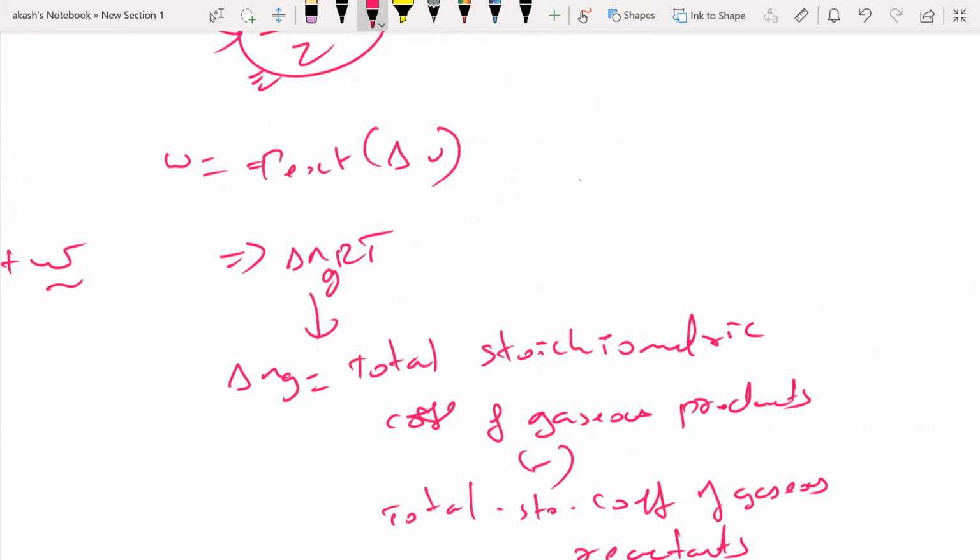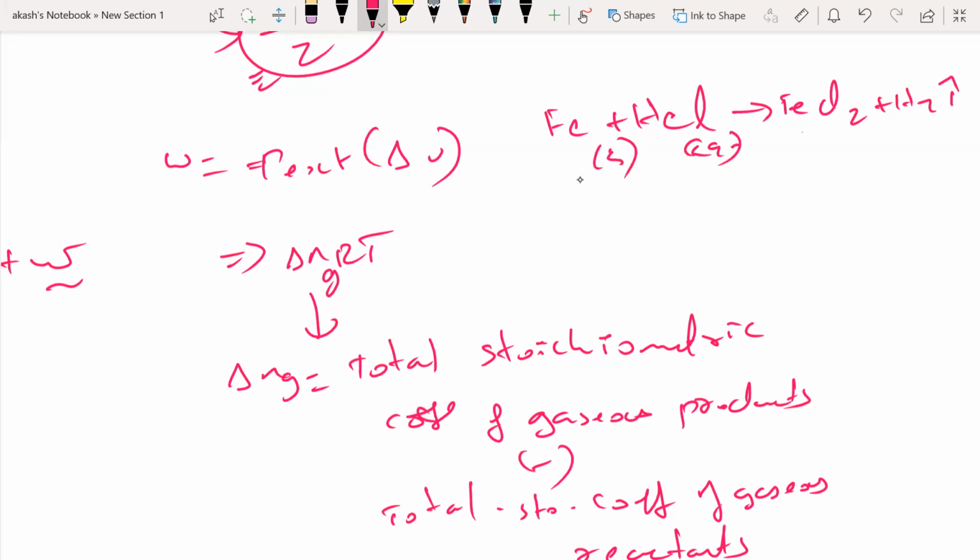For example, let me take Fe in the presence of HCl. Fe plus HCl reaction I'm taking. Now I know what I'm going to form: FeCl2 plus H2 gas is going to get evolved. This is aqueous solution, this is solid, this is also aqueous solution, and I know this is gas. This one we know already.